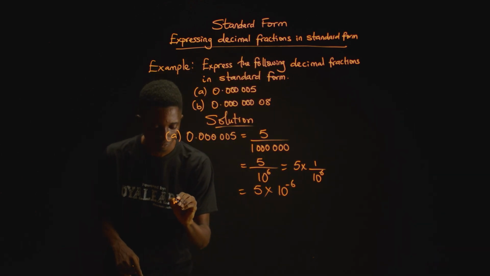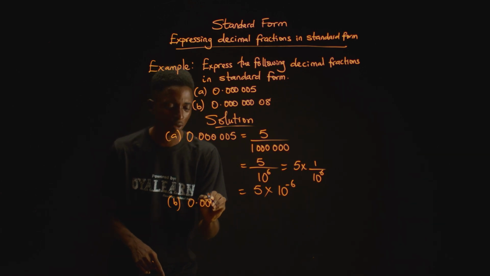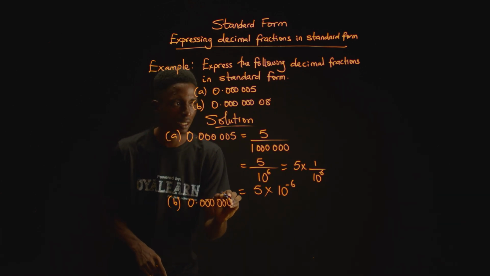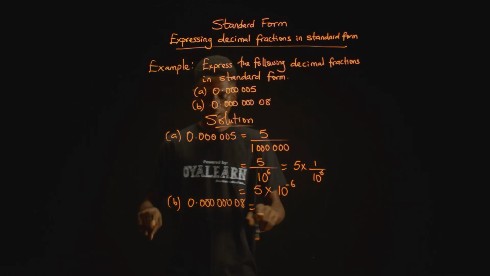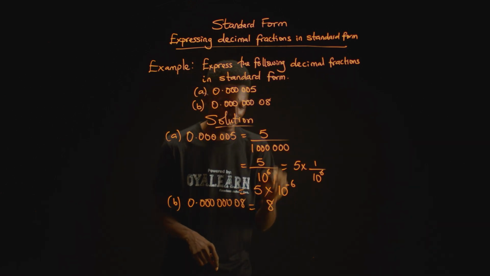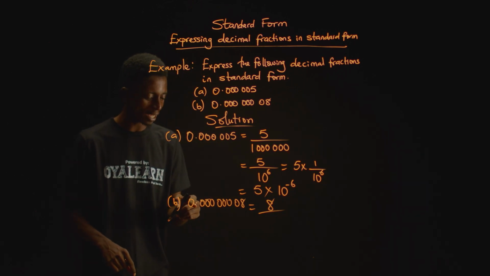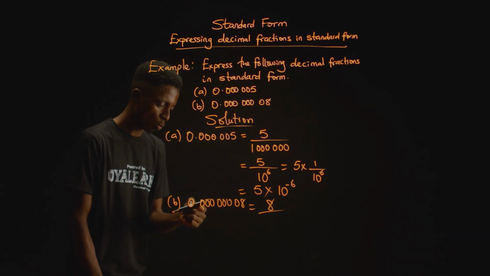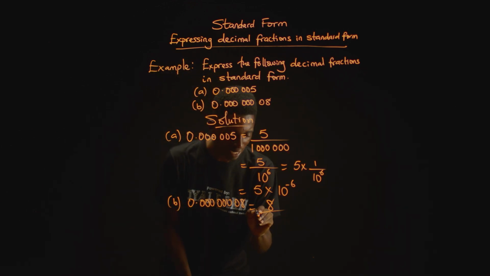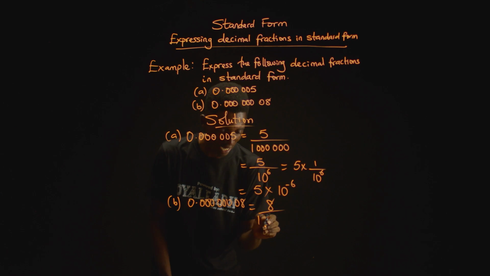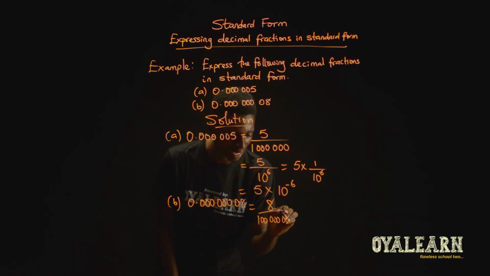Now let's do B. For question B, we have 0.0000008. Now the non-zero we have in this number is 8. So we would have 8 over. Now count how many digits after the decimal point. We have 1, 2, 3, 4, 5, 6, 7, 8. So that is after 1 we would have 8 zeros. So 1, 2, 3, 4, 5, 6, 7, 8.